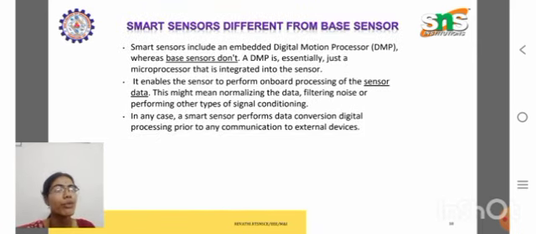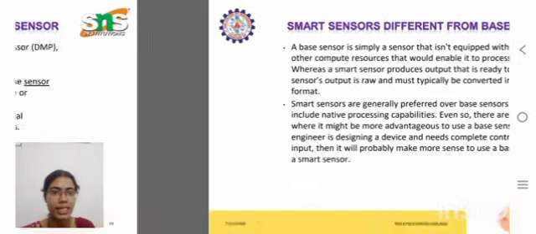How do smart sensors differ from base sensors? Smart sensors include an embedded digital motion processor, DMP, where base sensors don't. A DMP is essentially just a microprocessor that is integrated into the sensor. It enables the sensor to perform onboard processing of the sensor data. This might mean normalizing the data, filtering noise or performing other types of signal conditioning. In any case, a smart sensor performs data conversion and digital processing prior to any communication to external devices.